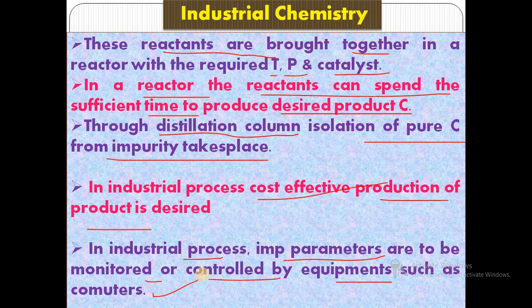For simplification, I am giving one example. Suppose I prepare aspirin tablets or paracetamol tablets in our chemistry laboratory, it would be near about 100 mg or 500 mg, a very small quantity, because the facilities in the laboratory are very small. But if we want to produce that paracetamol or aspirin tablet in 1000 tons or 100 tons, then industrial plants are necessary. So industrial chemistry is very important in our chemistry.